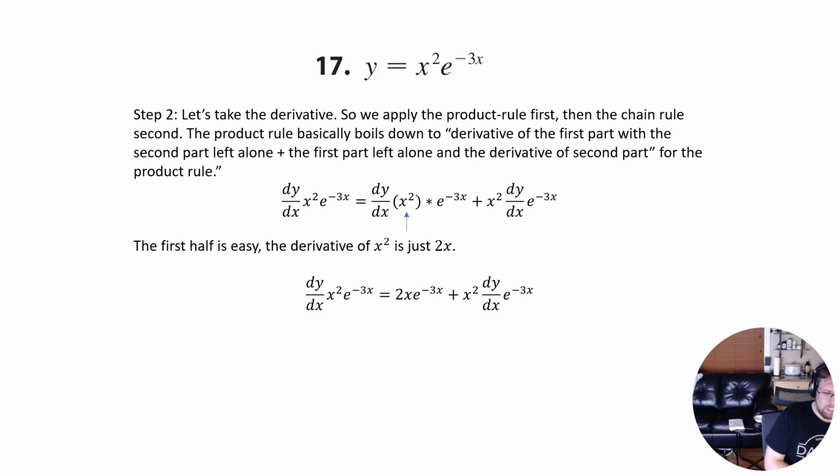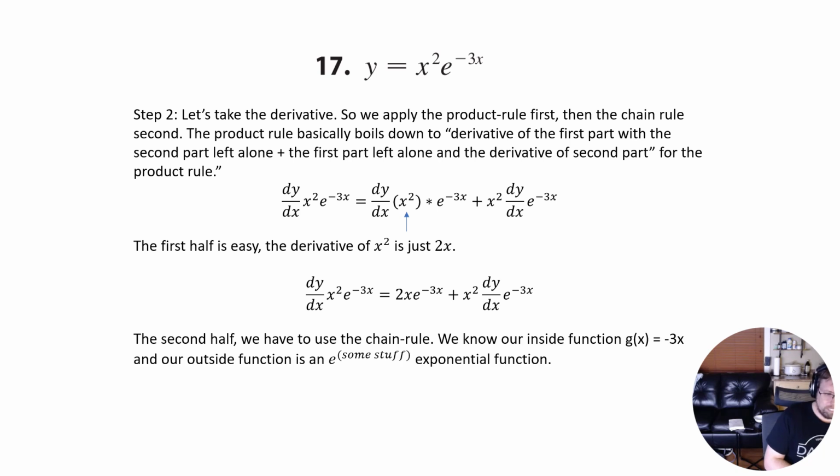And so I just wrote it again, and now I'm going to try to take the derivative of the second part. So for the second half we have to use the chain rule. We know our inside function is negative 3x, and our outside function is just an exponential function. But first let's just remember our basic derivative rule. The derivative of e to the x is just e to the x.